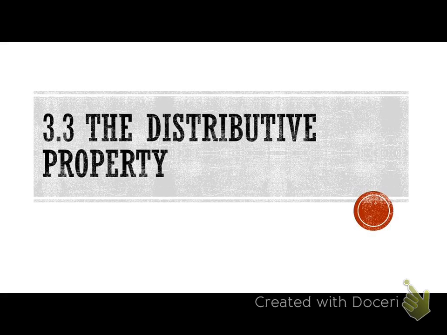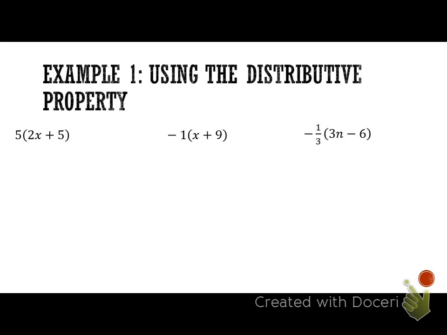All right, so today, section 3.3, we will be covering the distributive property. The distributive property has to be used when there is a number, you see this number 5 on the outside, being multiplied by multiple terms within a set of parentheses.